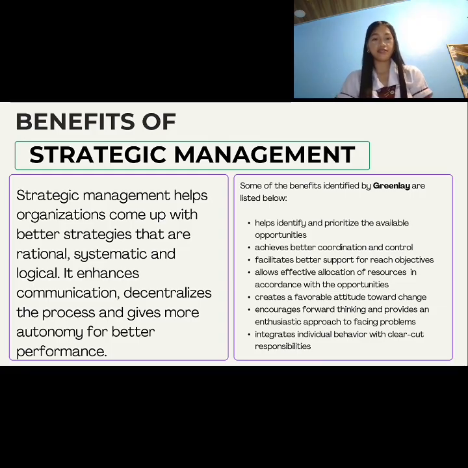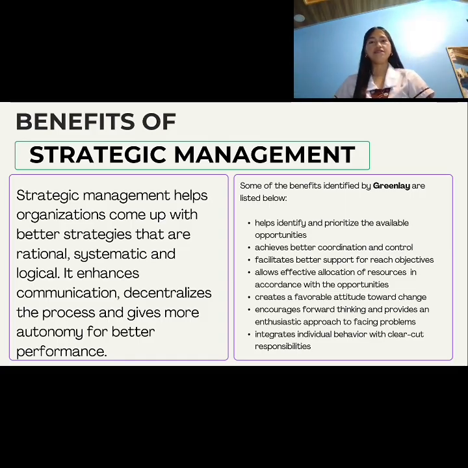So through strategic management, they look at the pros and cons and na-realize nila nga selling online will reach more customers and cost less. So, nag-decide sila nga mag-focus na lang sa pag-build og online store, and that way, wala na sila nag-waste og time and money sa less effective nga ideas. Second, achieves better coordination and control. It keeps everyone on the same page, making it easier to coordinate work and monitor progress across departments.